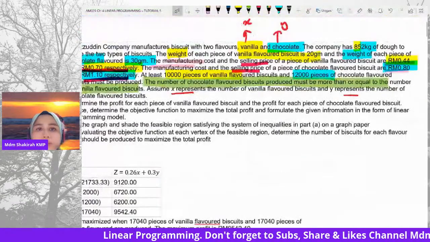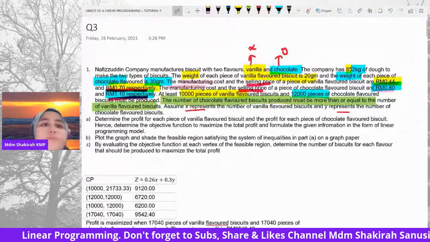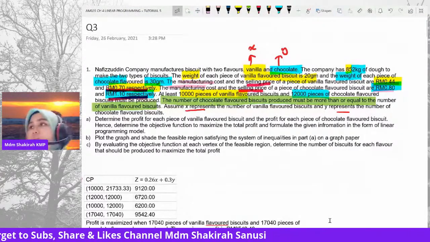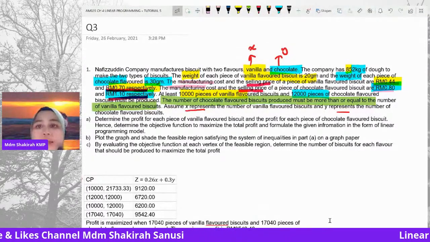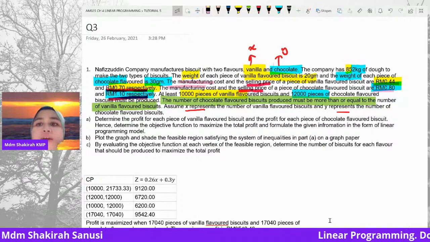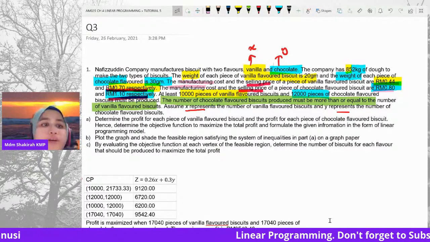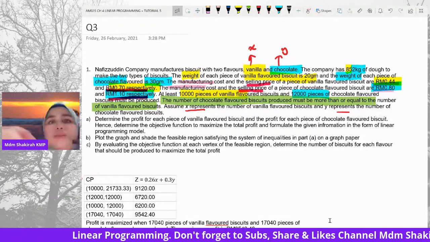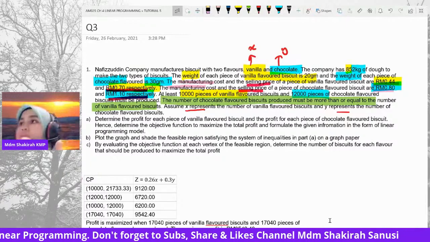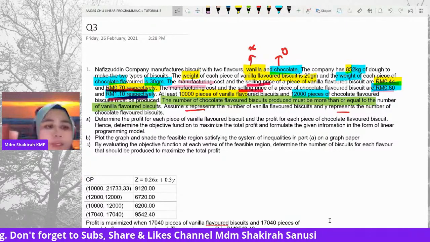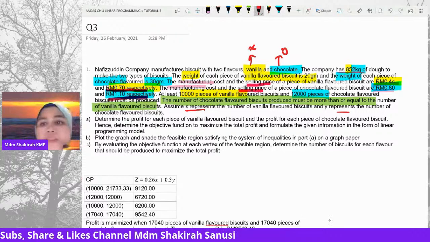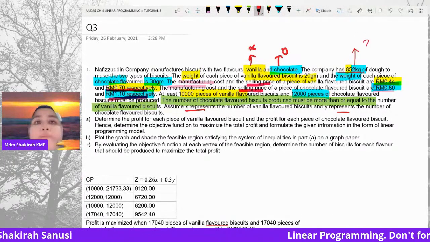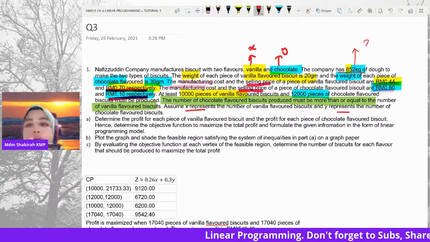Okay. Nafizuddin Company manufactures biscuit with 2 flavors, vanilla and chocolate. Okay. So you ada 2 jenis. The company has 852 kilo of the dough to make 2 types of biscuits. Okay, kat sini kan you dah ada dia punya satu persamaan dekat sini. Apa persamaan dia? 852 mestilah combination, tambah kan, cuma kita tak tahu apa tambah apa lagi. Okay, kita simpan dulu kat situ.